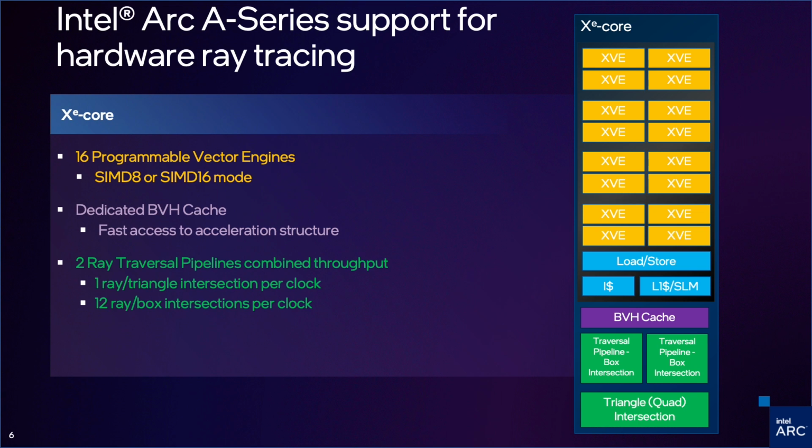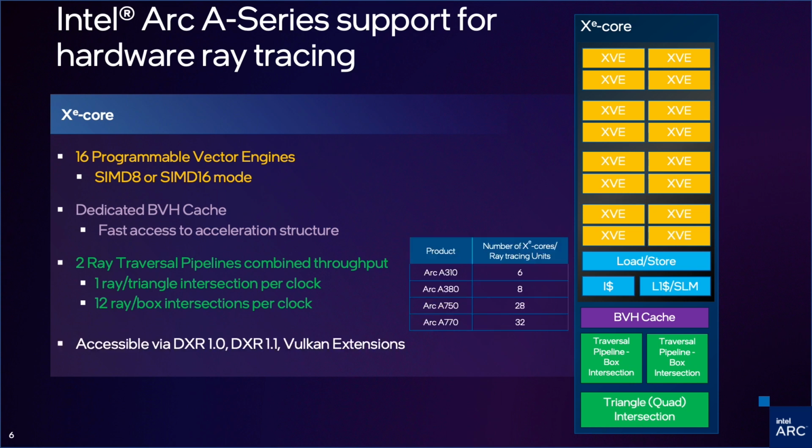And in terms of throughput, we have a combined throughput of 1 ray triangle intersection per clock, or 12 ray box intersections on each Xe core. And just to give you a flavor of the different SKUs of hardware and how many Xe cores are there, we go all the way from 6 to 32 of these for the Alchemist GPU line. And I already mentioned previously, but just as a reminder, these are available via DXR 1.0, also DXR 1.1, and the Vulkan extensions. I'm going to talk a little bit about the differences between 1.0 and 1.1 on our GPU in the performance optimization section.